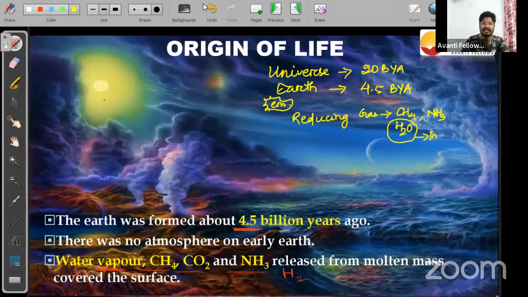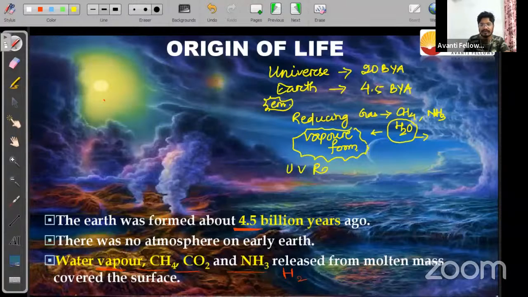One second, this will not be visible to us here. Water was there, but in vapor form. No, it's also not visible. So well, I'm writing it on this particular side. So water in vapor form. So all these things were happening. UV radiations were there, and what else was there?